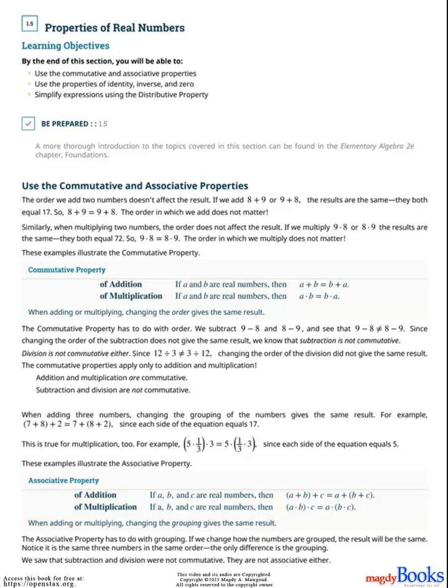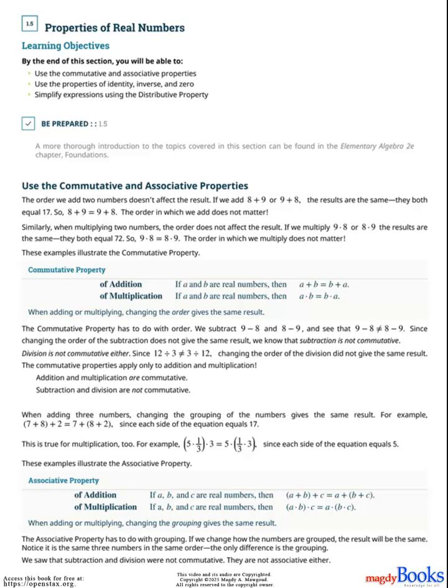Similarly, when multiplying two numbers, the order does not affect the result. If we multiply 9 times 8 or 8 times 9, the results are the same. They both equal 72. So, 9 times 8 equals 8 times 9. The order in which we multiply does not matter. These examples illustrate the commutative property.